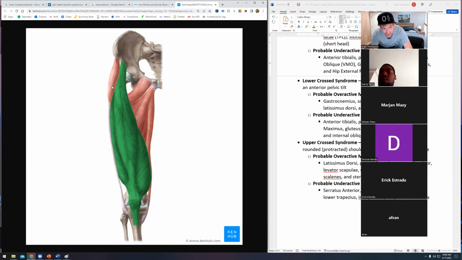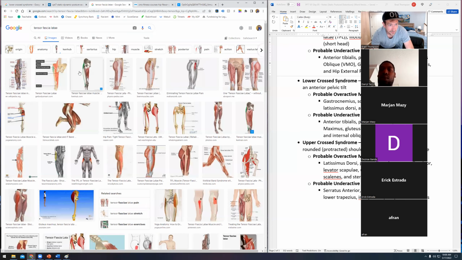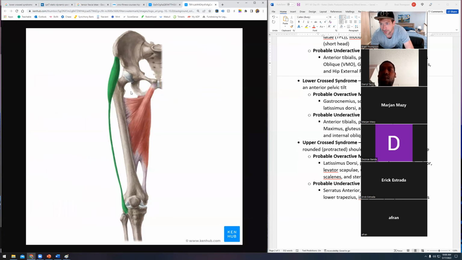And then actually, see this muscle right here? It's not colored in, but the one off to the side, that's actually your TFL. So again, there's the TFL muscle showing up on a very tight list. This muscle causes so many problems for all of us.